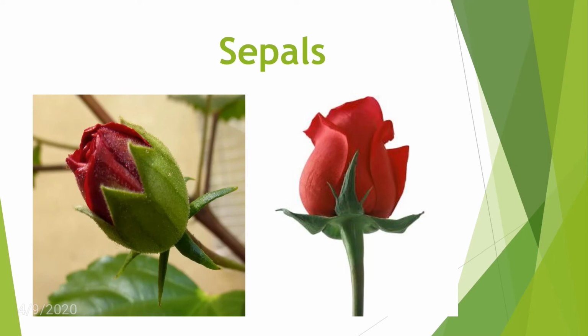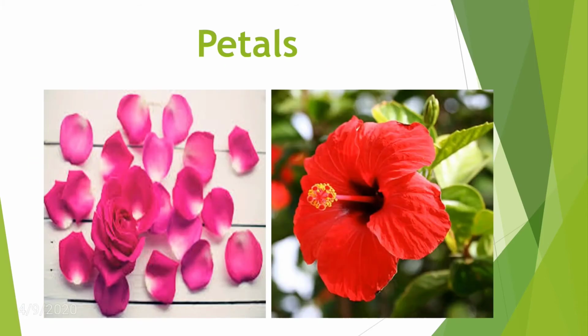This is the sepals. The outermost green leaf-like part at the base of a flower are the sepals. The sepals protect the flower when it is a bud. Students, this green part is called the sepals. Okay. Petals. The petals are the white or colorful parts of a flower.